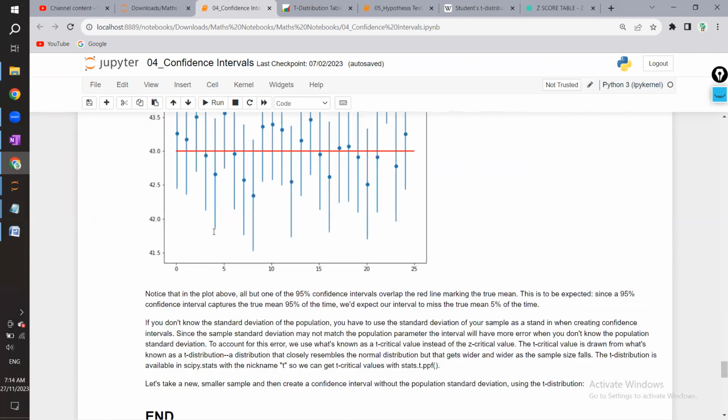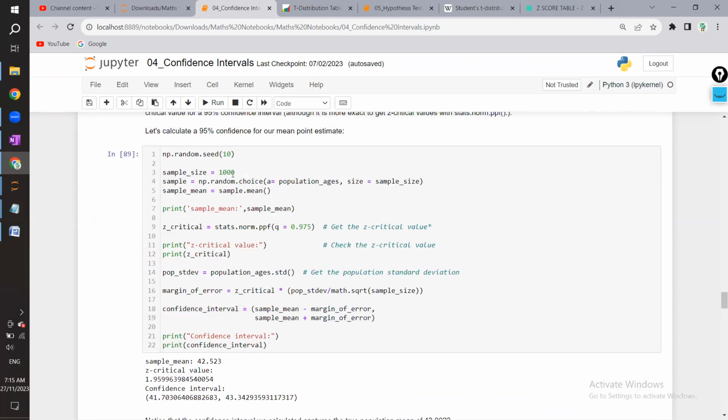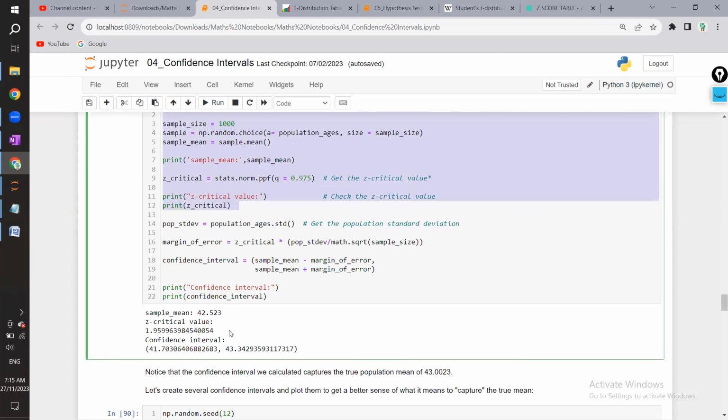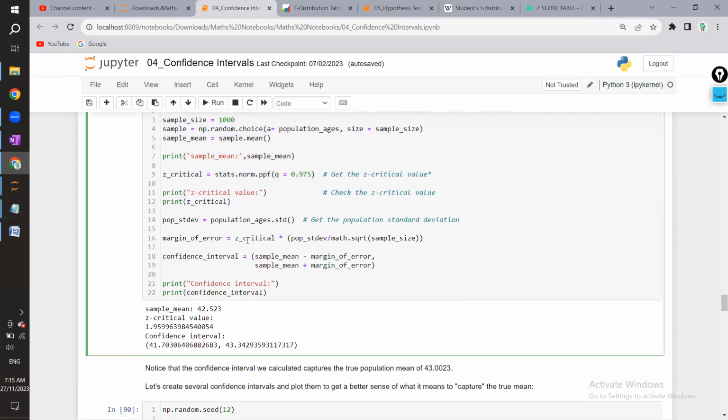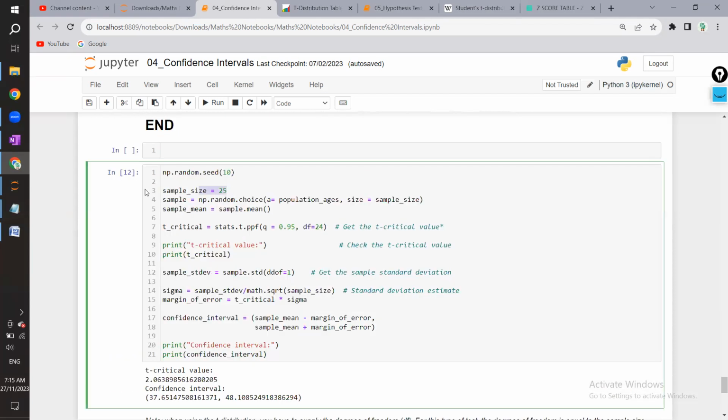Why? Because if you see here, the number of samples we took here is 1000. Very sufficient amount of samples. So that's why you got the normal distribution, the standard normal distribution, you will get the Z critical value, everything is happy. Directly you will get. But now, as I said, the number of samples is usually less than 30. So here you got 25, because then it will convert into T distribution. So that's why you'll use T critical value, everything.